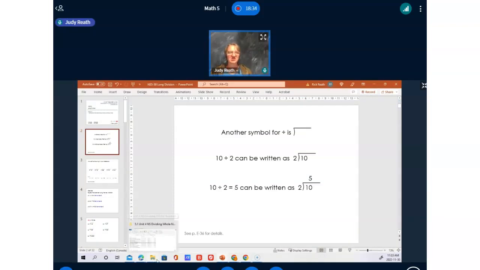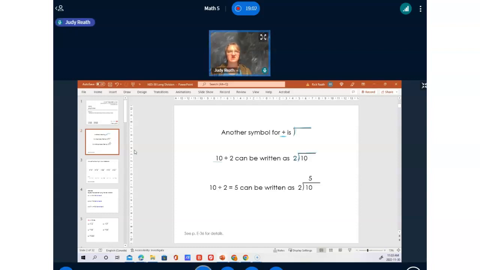All right, so we're going to switch and do a little bit of long division now. Some students get really caught up with long division and find it really tricky. As long as you keep the steps straight, you should be just fine. So another symbol for the division symbol is this frame that we can use. So 10 divided by 2 can be written inside this frame.